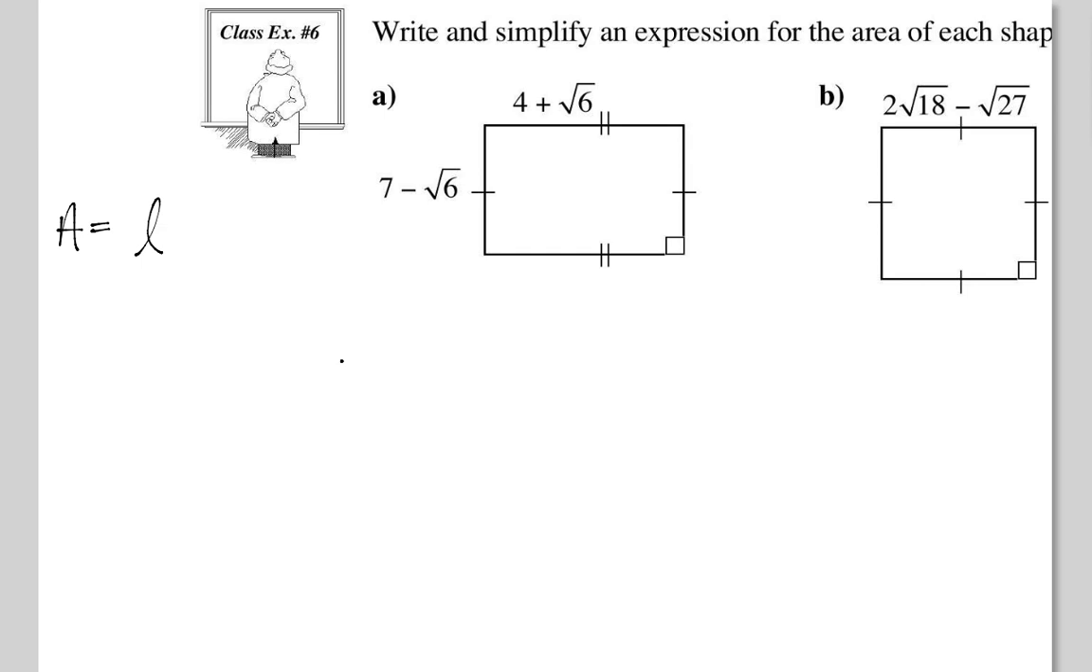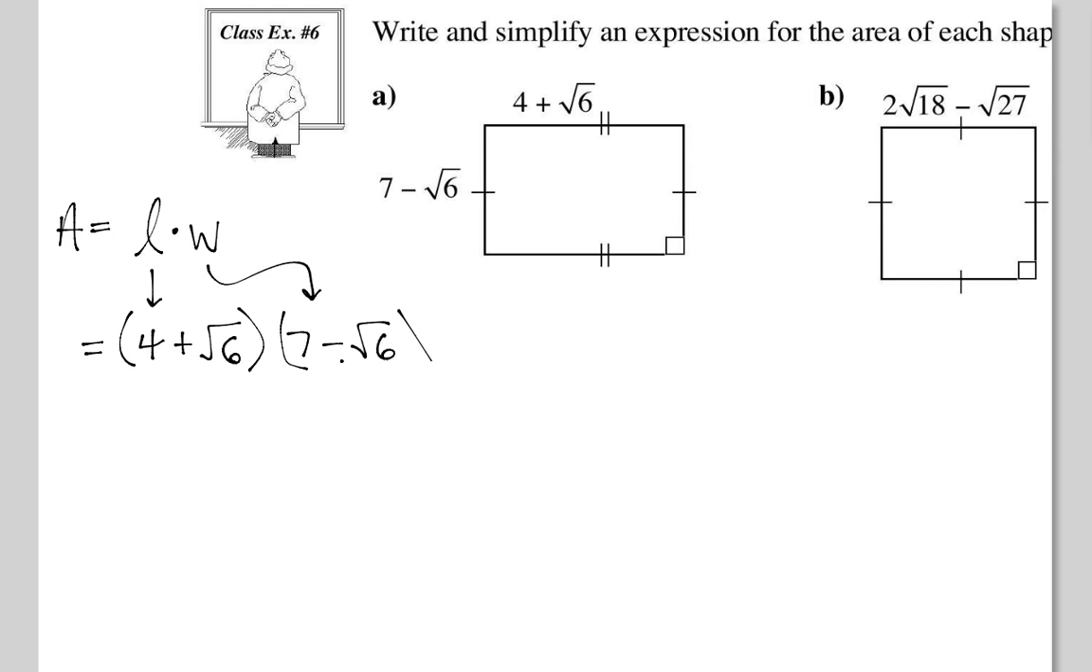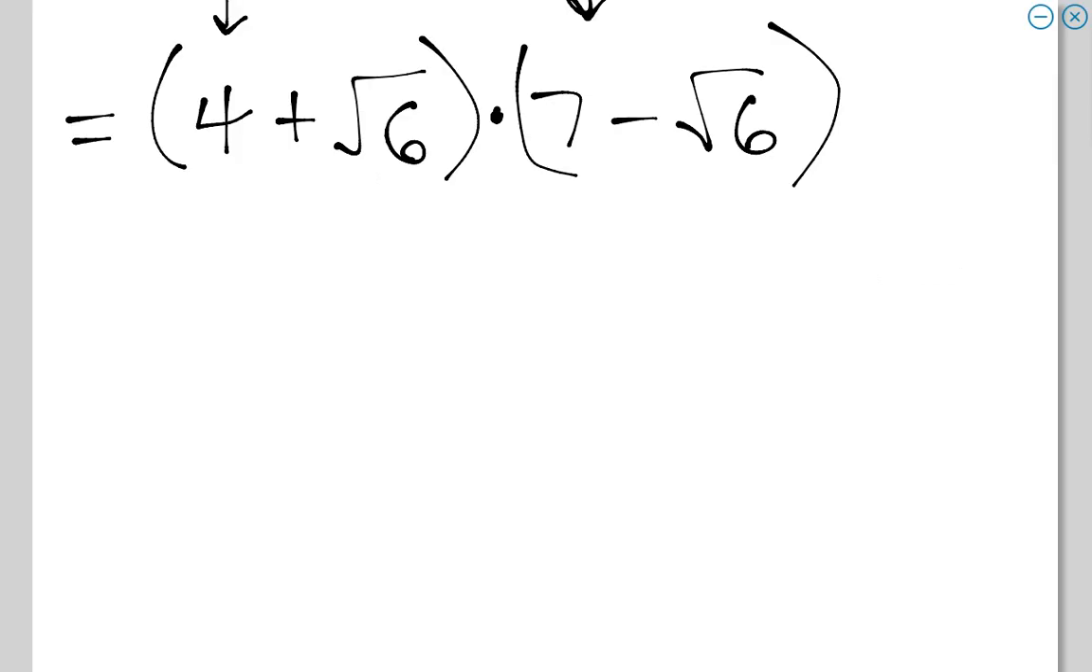Mr. Length and Mr. Width, those go together for a product and you get area. The length is, what's the length? 4 plus root 6. And what's the width? 7 minus root 6. This doesn't look very beautiful. This looks frightening. Why is this frightening? Because you have to do this.